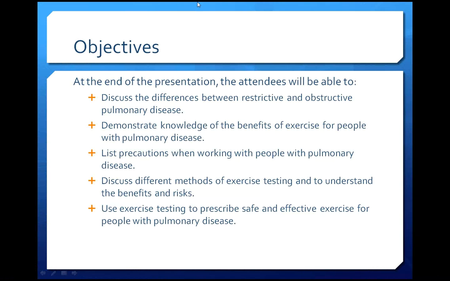There we go. Okay, so these are objectives that were emailed out to the district. We're going to talk a little bit about anatomy, restrictive and obstructive pulmonary disease and the difference, benefits of exercise, precautions when working with people who have pulmonary disease, different methods of exercise testing, understanding those benefits and risks, and also how to use exercise tests to prescribe safe and effective exercise for people with pulmonary disease.